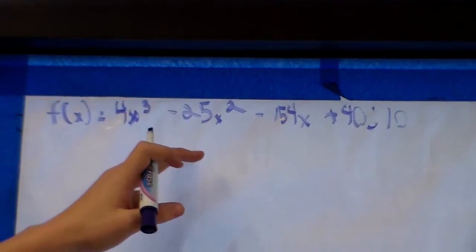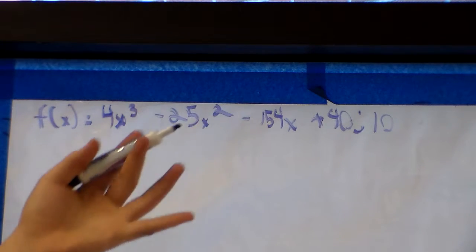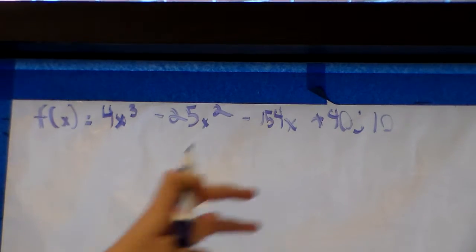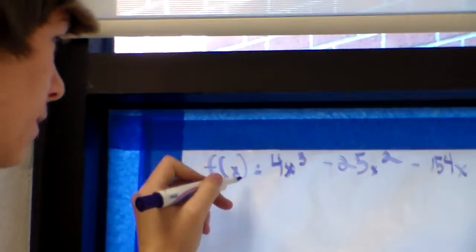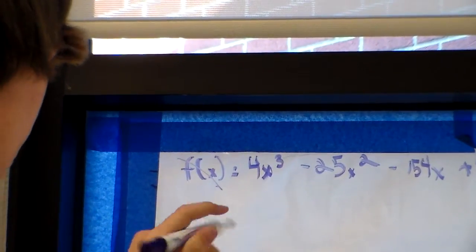Today is f of x equals 4x cubed minus 25x squared minus 154x plus 40; 10. The 10 over here stands for one of the roots, and we're going to try to solve to find the rest of the roots. The f of x doesn't really mean anything. You don't need to worry about that. So you're going to use synthetic division.